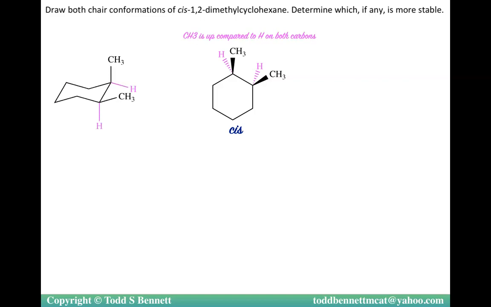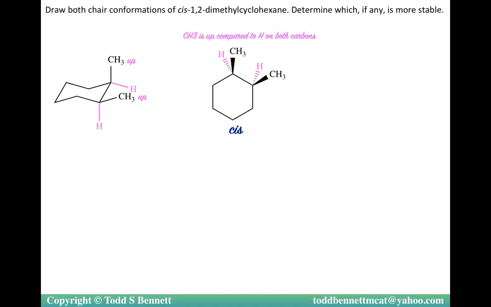So make sure I have this well understood. This one's up, this one's up. So when I flip the ring from one structure to another, both CH3 substituents have to remain up. I could have, like I mentioned earlier, you could also draw them with down and down. So we would have gone with down here, and it would have been the same thing, cis is cis.